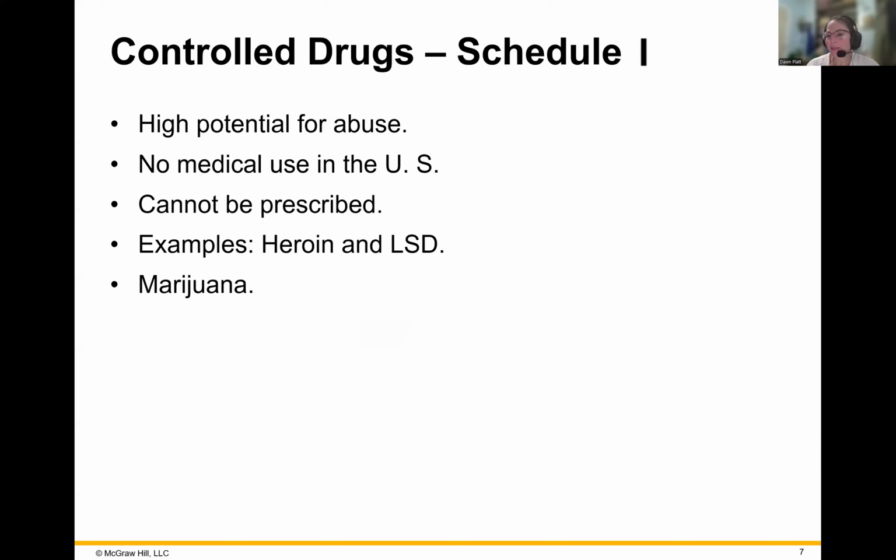These are some examples of Schedule 1. So heroin and LSD are Schedule 1. And you can see on here, actually right now in the federal law, there is no medical use for marijuana, even though there are prescriptions, and that might change down the road. Even though marijuana use is legal in Michigan, the federal law states that it is still illegal. So just be mindful of that.